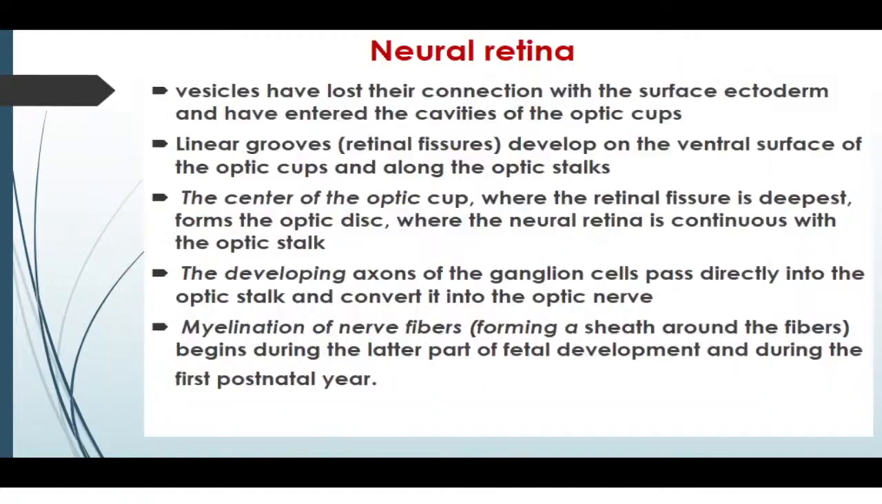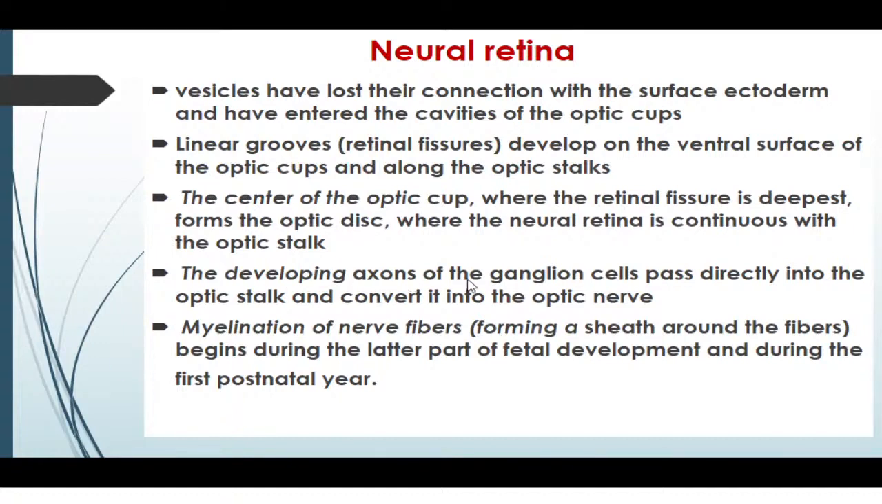Well, what about the neural retina? The vesicles have lost their connection with the surface ectoderm and have entered the cavities of the optic cups. Linear grooves, the retinal fissures, develop on the ventral surface of the optic cups and along the optic stalk. The center of the optic cup, where the retinal fissure is deepest, forms the optic disc. This is the optic disc, near the center of the future fovea centralis, where the neural retina is continuous with the optic stalk. And of course, the blind spot also.